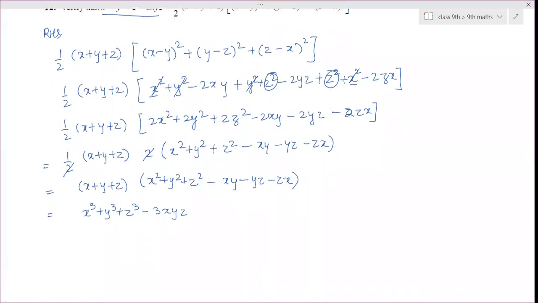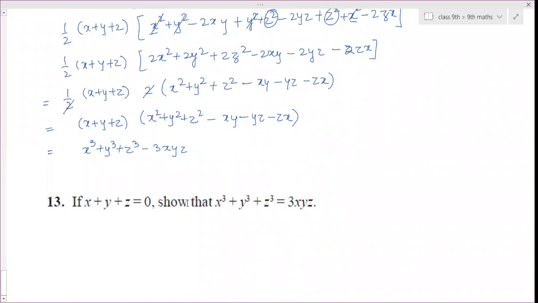Then the 13th question based on the same part. This I already explained to you. If x plus y plus z is equal to 0, show that x cube plus y cube plus z cube is equal to 3xyz. Can you show this? Yes, ma'am. So write the identity of x cube plus y cube plus z cube minus 3xyz.